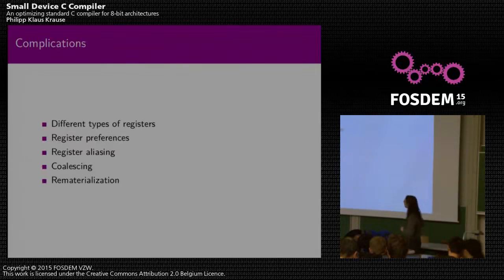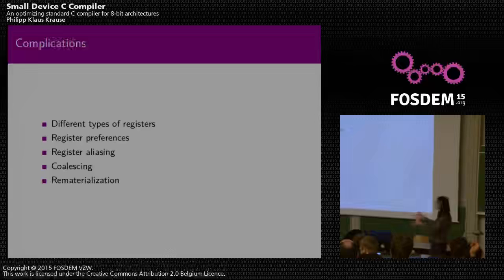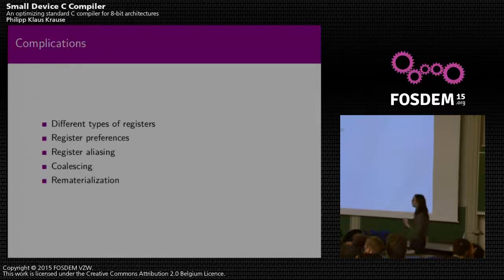For example, the STM8 has a 16-bit register X and a 16-bit register Y. And most instructions, if they access the 16-bit register Y, are one byte longer, even though there's the same execution time here. And on other architectures, it's sometimes the other way around. Then there's this so-called register aliasing thing. Basically, you have some 16-bit registers that could also be treated as two 8-bit registers, and you have to make sure that you don't use those at the same time.